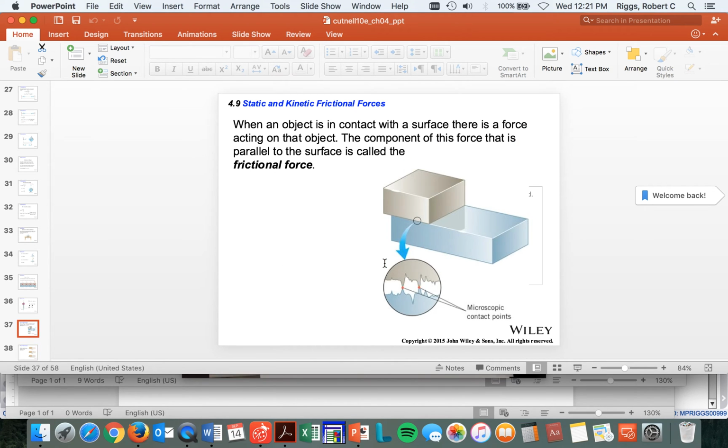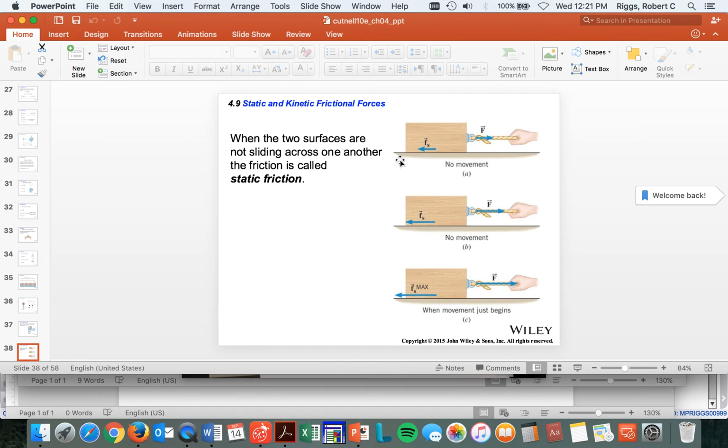Now, here's friction. On a surface, there is a force acting on the object. The component of this force that is parallel to the surface is called the frictional force. And these microscopic contact places, it's also caused by electromagnetic forces. Friction opposes the movement. Static friction means there's no movement. If I pull on this, it's strong. If I pull, no movement. Pull as hard as I can, see the forces get larger each time, action, reaction, and then the maximum is right when movement begins.